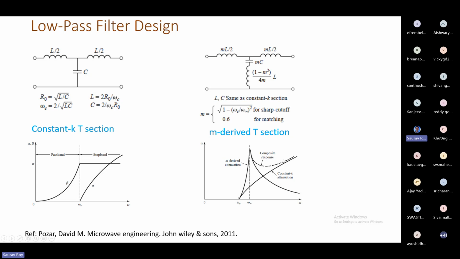After that, together both of them give very good attenuation at high frequencies, after omega c, after omega infinite. Is this point understood? That's why we need a cascade of constant K and M derived section. Is the point clear here? Why will only one section not work?